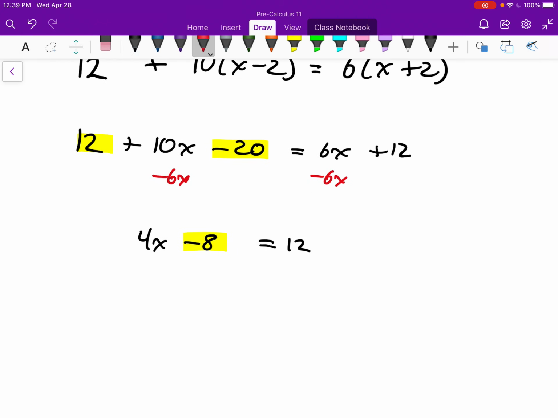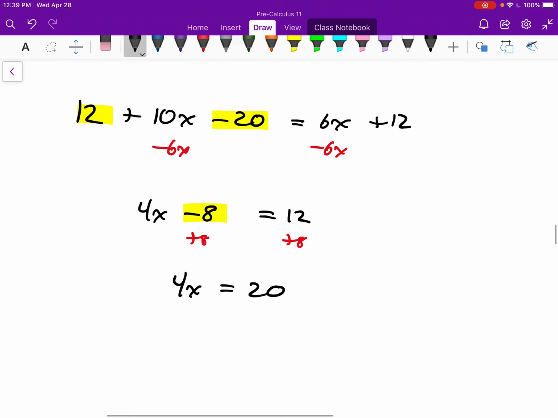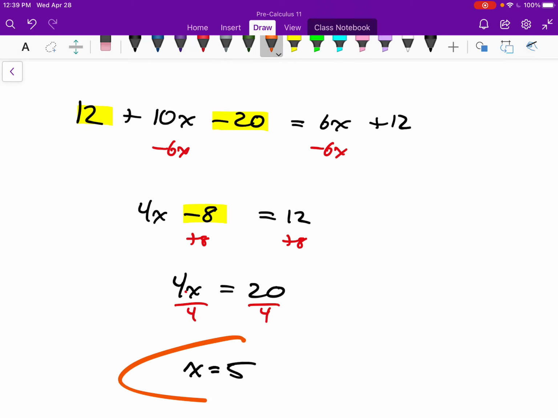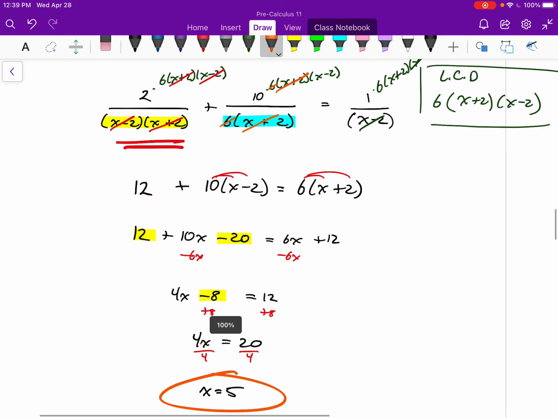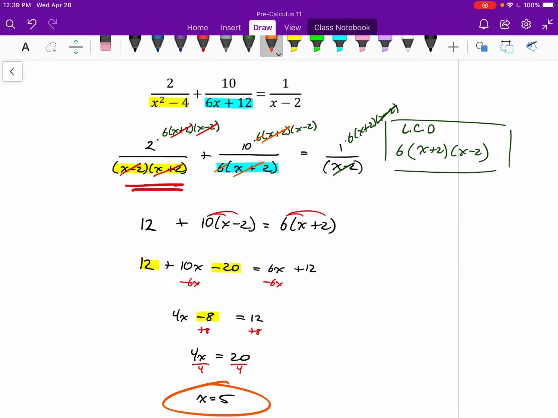OK, I'm now going to add 8 to both sides. And so 4x equals 20. And notice with each passing step, my equation gets simpler and simpler and simpler. You can probably see the answer right now. But if I'm not sure, I can divide both sides by 4. So x equals 5. So notice how quickly things came together once I canceled out my denominators.